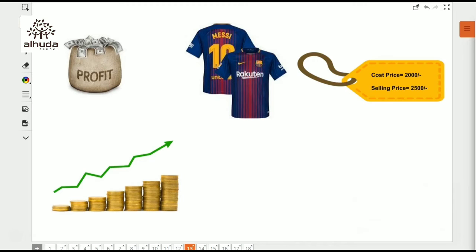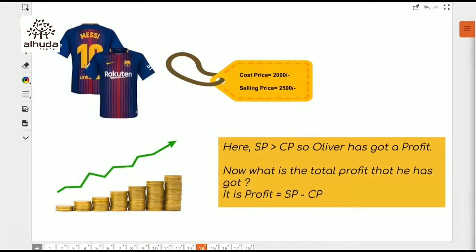Of course, you can see that he has made a profit. He has earned 500 rupees more. So how did you reach that conclusion? If you see clearly, the selling price was greater than the cost price. So we can say that whenever the selling price is greater than the cost price, we have got a profit. In this case, Oliver has also got a profit, right? And what is the total profit that he has got? It will be selling price minus cost price.